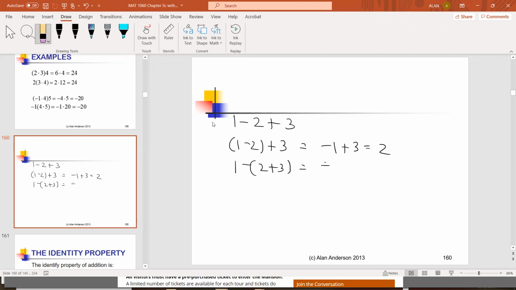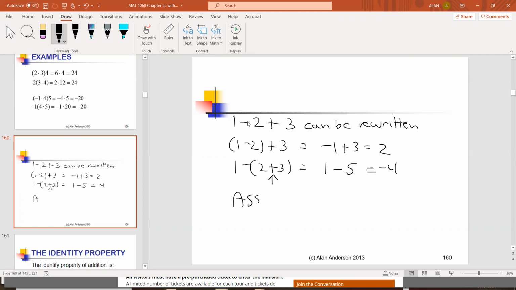Because we have 1 minus 5. If you evaluate what's in the parentheses, okay, so we're in trouble here. These do not equal each other. So in other words, yes, we can rewrite this, but the way we put the parentheses actually does affect the results. So the associative property obviously does not hold for subtraction.